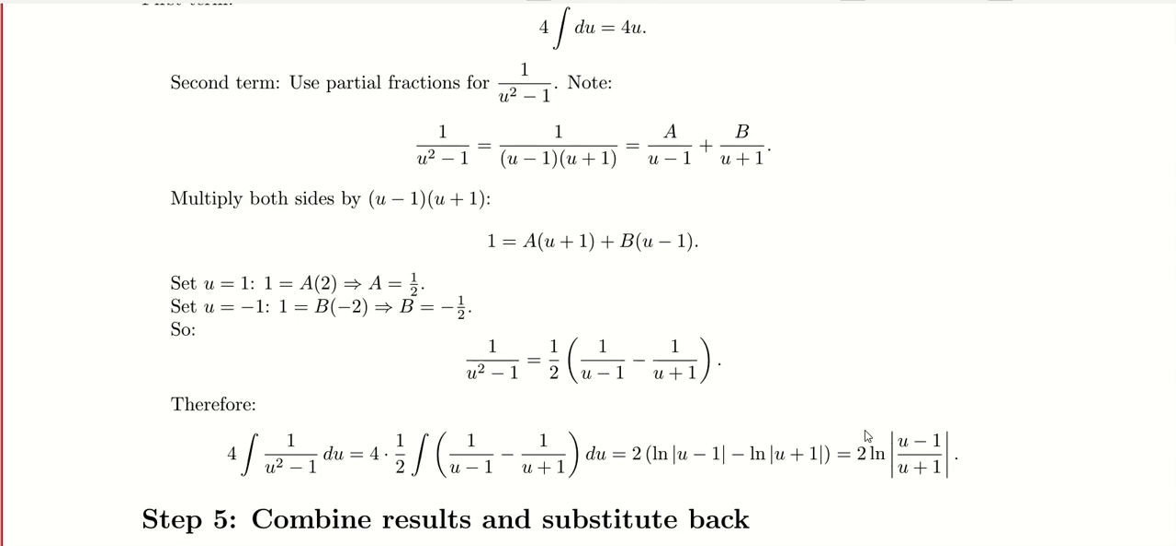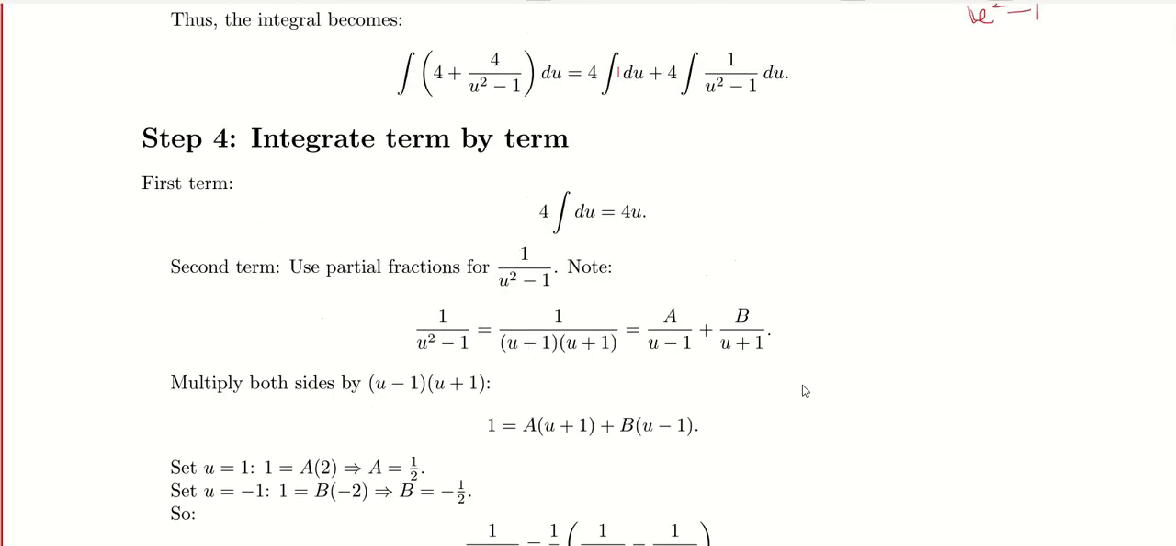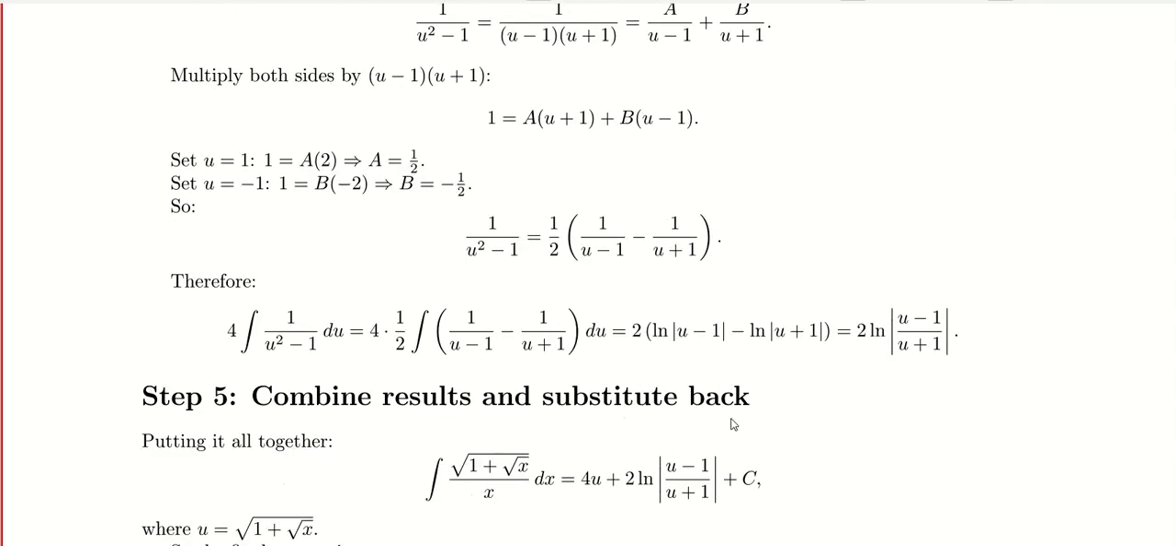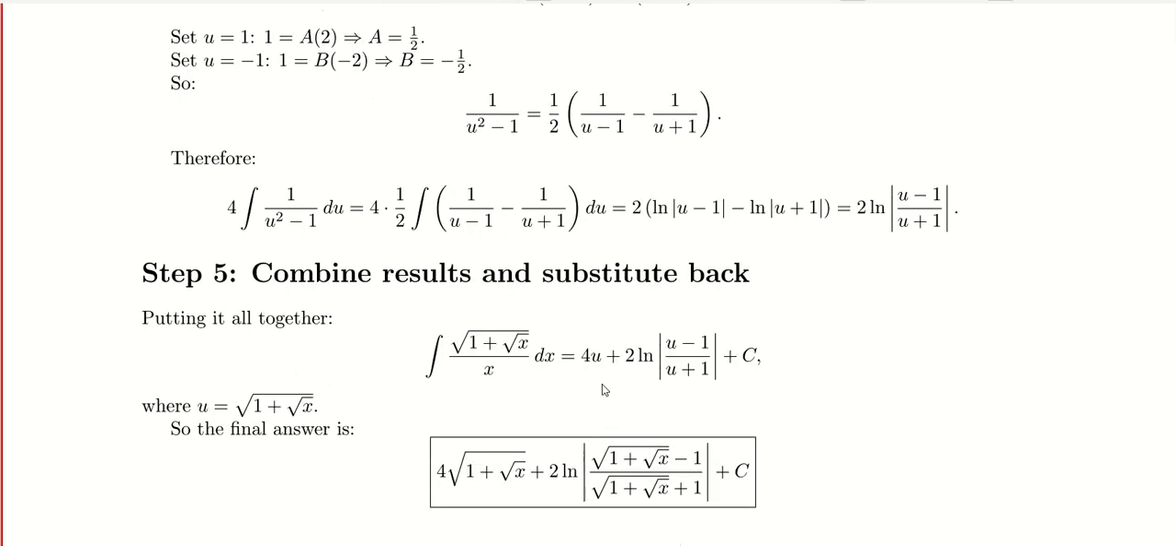So now we want to combine the results because we had 2 different integrals here, and then substitute back. So the 2 results were the 4u plus 2 natural log absolute value of u minus 1 over u plus 1, plus a constant c. But remember, u was the square root of 1 plus square root of x. So replacing that, we get this as our final answer.